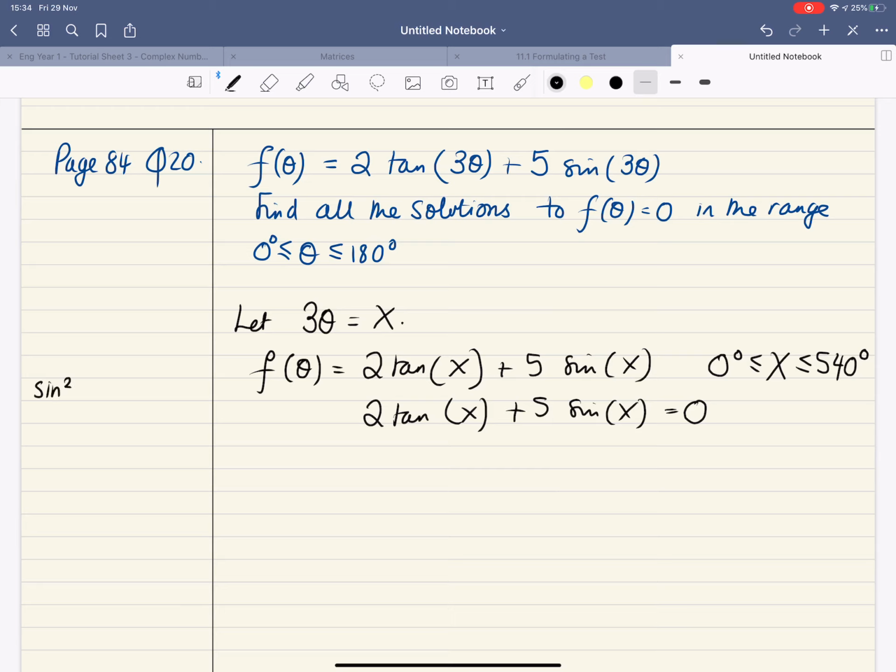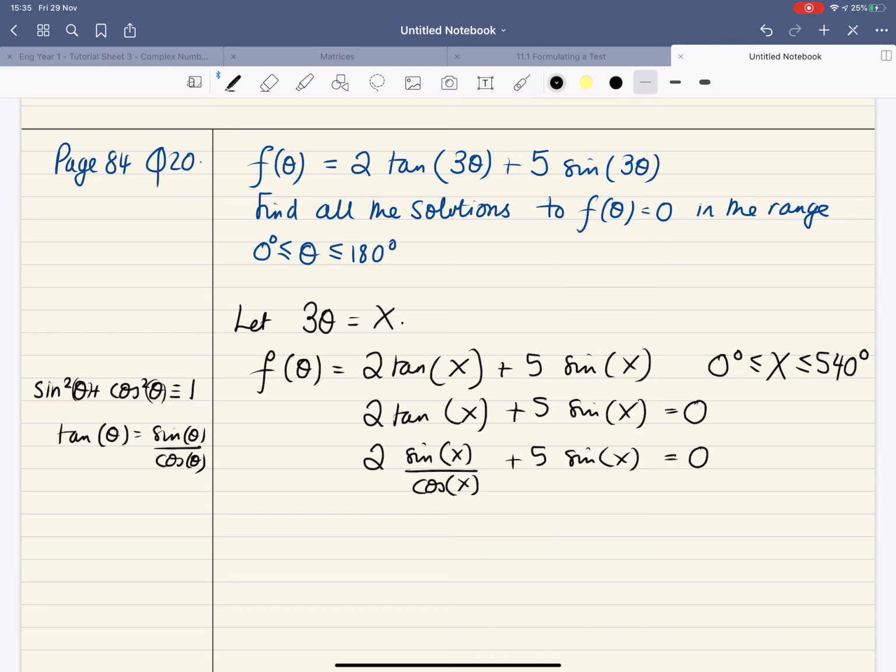They're important. Sine squared theta, or x, plus cos squared theta is always 1. And tan theta, sometimes there's brackets there, is sine theta over cos theta. And these come from Pythagoras and right-angled trigonometry, but using sine and cosine for the sides instead of a, b, c like we had before. Okay. So if we change this now, this is going to be 2 sine x over cos x for the tangent one, plus 5 sine x equals 0.